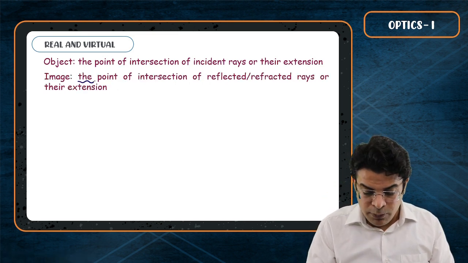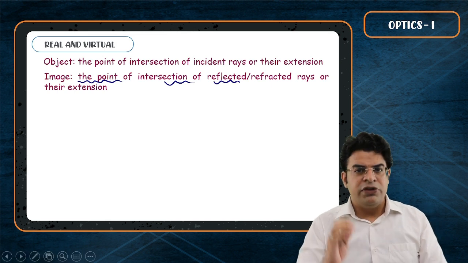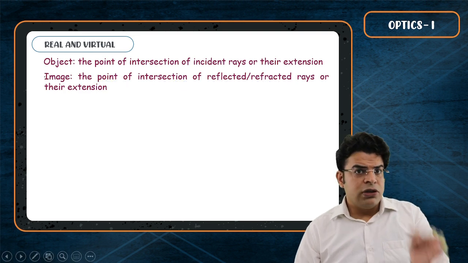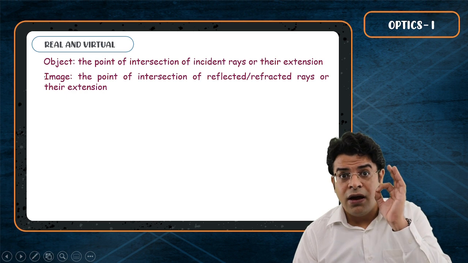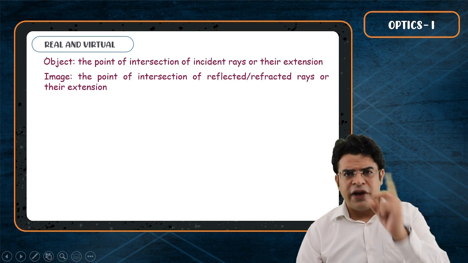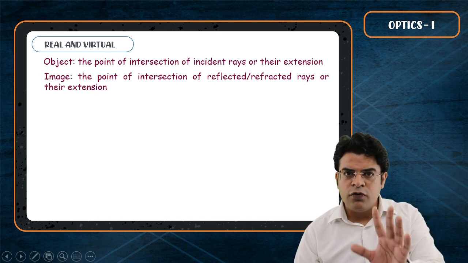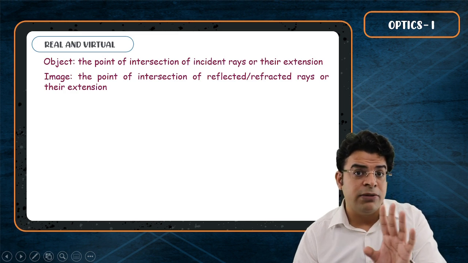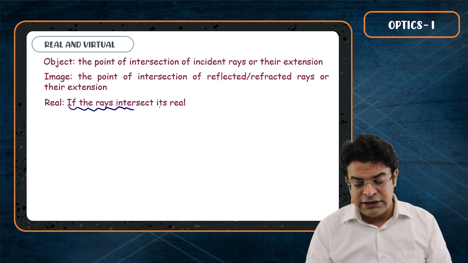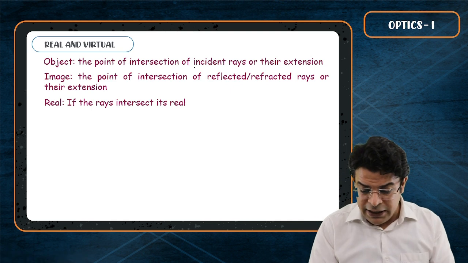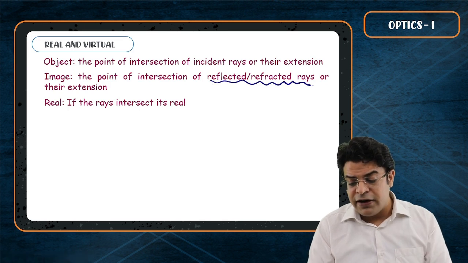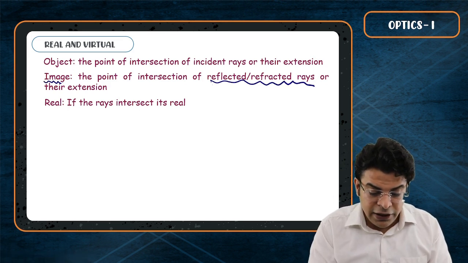Next definition, the point of intersection of reflected, which we will first talk about, or refracted rays or their extension is called the image. So the place where incident rays intersect is called object. The place where reflected or refracted rays intersect is called image. Do not worry, these things will get clearer when I will take some examples. Stay tuned. Now, what is the meaning of real? If the rays actually intersect, it's real. If the incident rays actually intersect, you call it real object. If the reflected or refracted rays actually intersect, you call it real image.